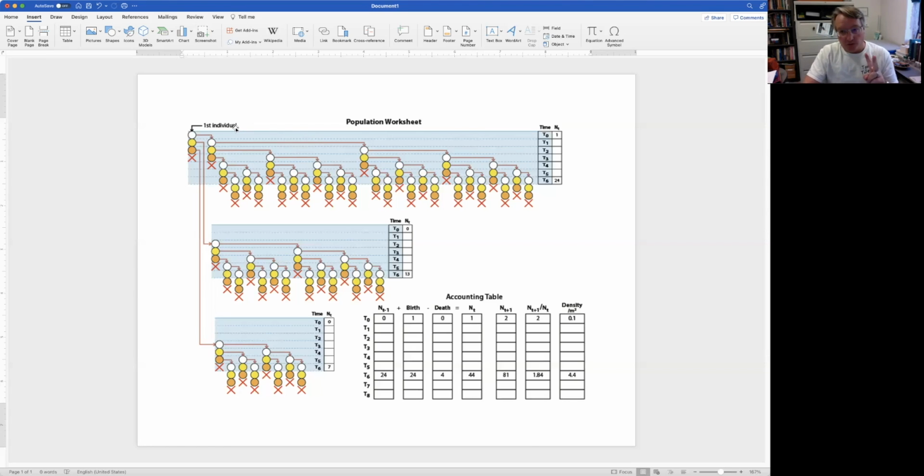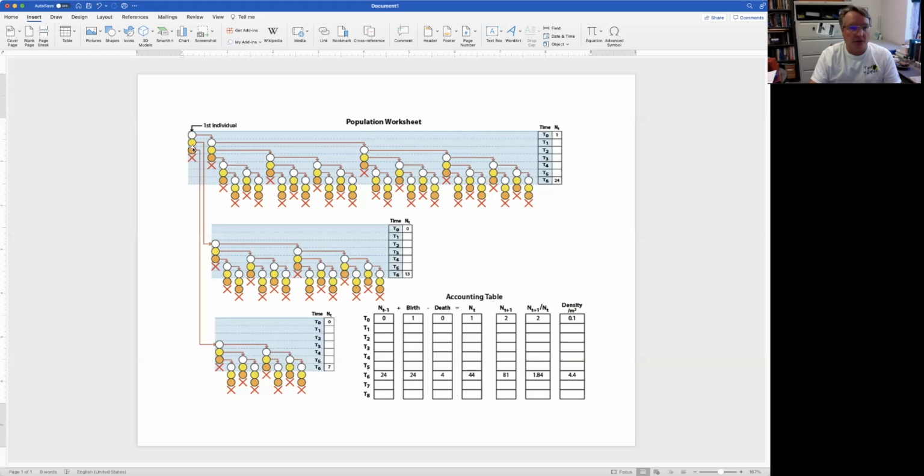We have 2 rules for this particular model. Our first rule is that each individual will live for 3 time periods. Then at the 4th time period, it dies. How are we showing that in these tables? Every time we have a brand new individual, we colored that white. Every time we show an individual that's born, they're going to be colored white. So that's our starting point.